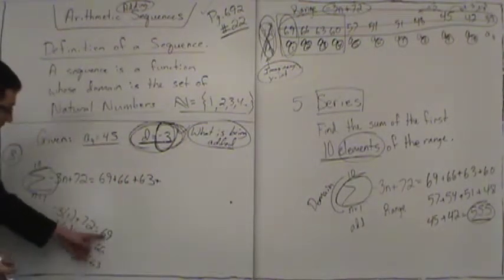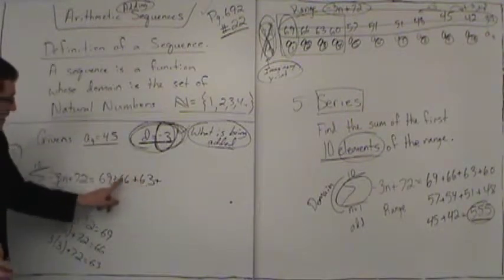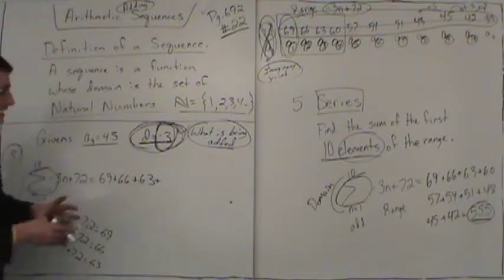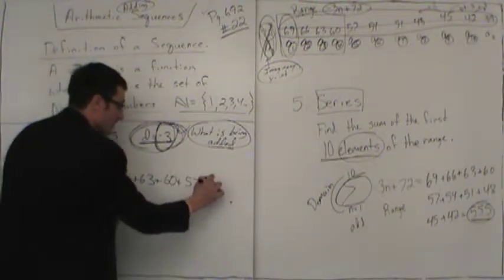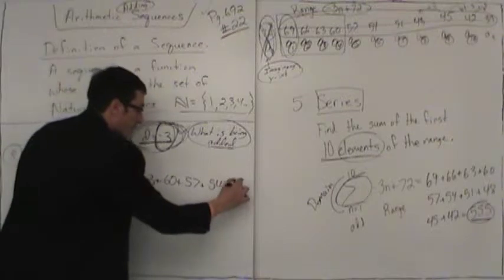Well, we see a pattern here. What's happening to the values? The values are going down by 3. So the next value will be 60 plus 57. Keep going down by 3, plus 54 plus 51.